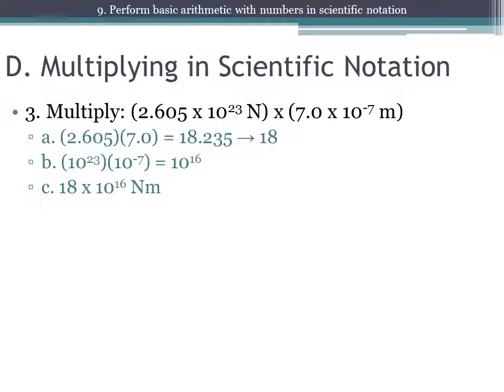I'll just write my answer now. 18 times 10 to the 16th newton meters. A newton times a meter, so it's a newton meter. And notice I will again need to move my decimal point to the left 1 place here. So that will make my answer 1.8 times 10 to the 17th newton meters.